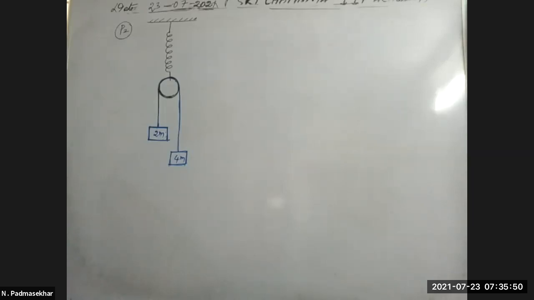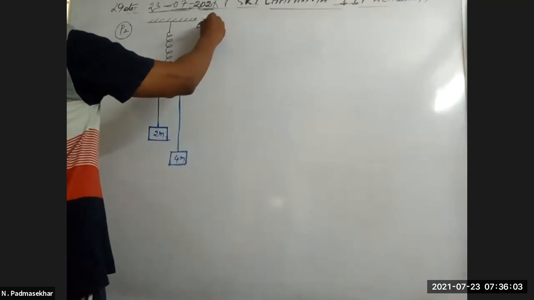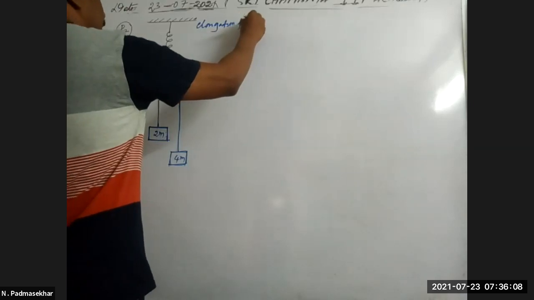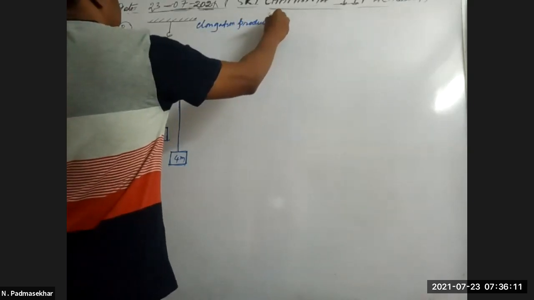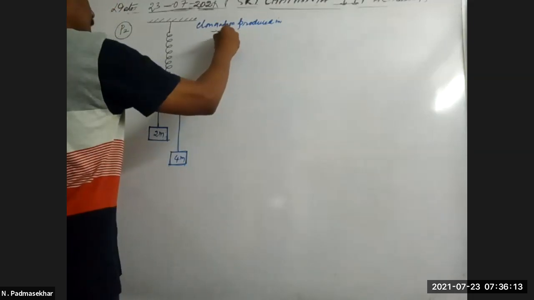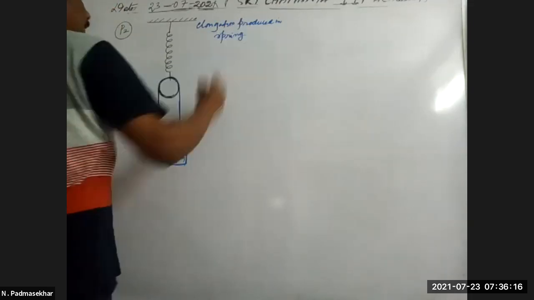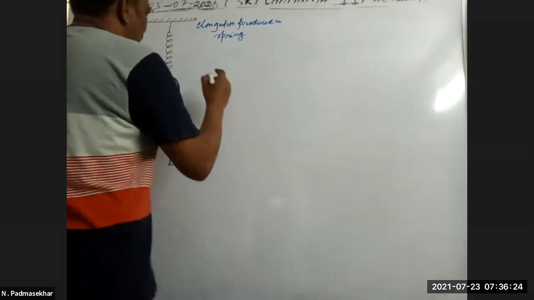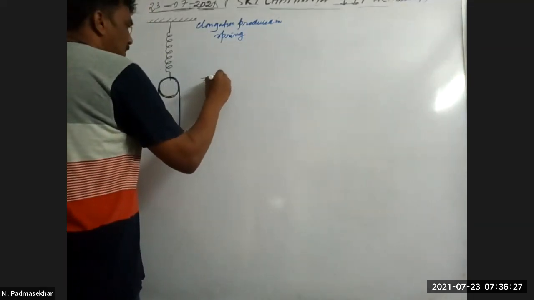So here, what is the elongation produced in the spring? The spring will produce an elongation. Elongation produced in the spring. I already told you that the spring is replaced by a string.